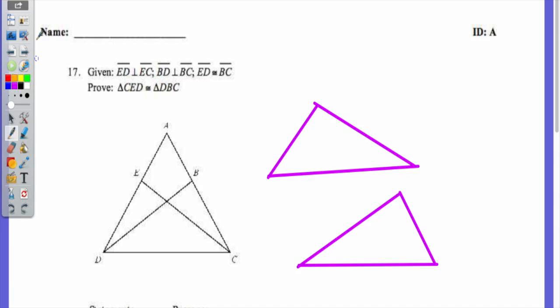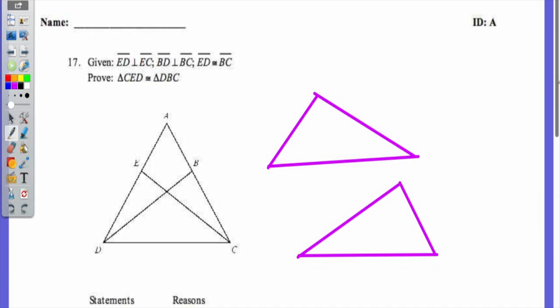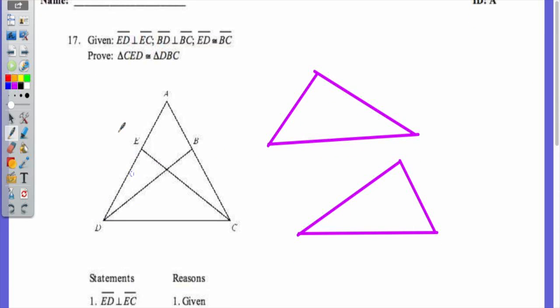So that was number 16. Now we're going to move on to number 17. I have suggested to you guys repeatedly that when you are proving something involving overlapping triangles, this is CED and ABD and DBC, and they overlap, draw the triangles out separately. It'll be easier to see what's going on. So this is D, this is E, this is C. This is C, this is B, this is D.